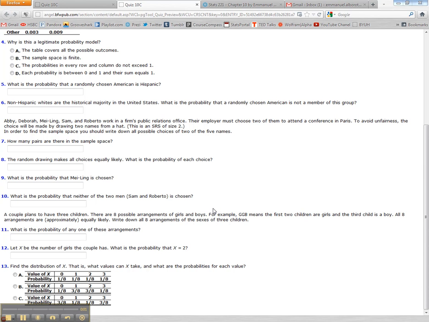Let's work on a question in 10C. We're going to work on 11 and 12, and then I'll talk about 13, but not necessarily solve it for you. Number 11 follows this information.